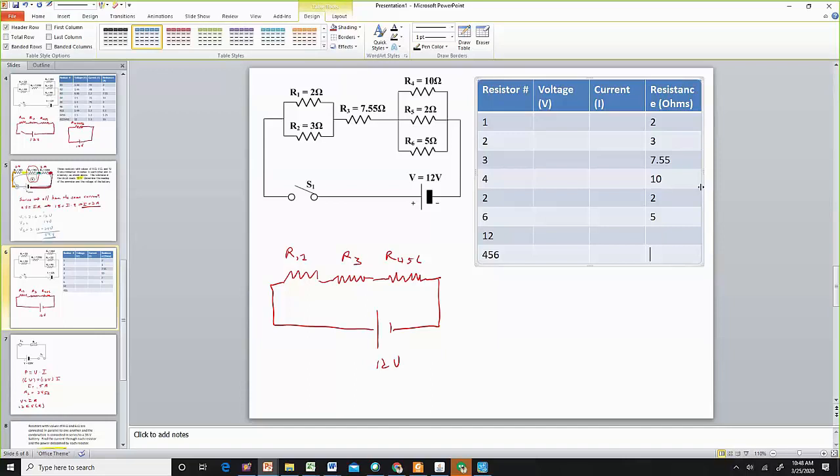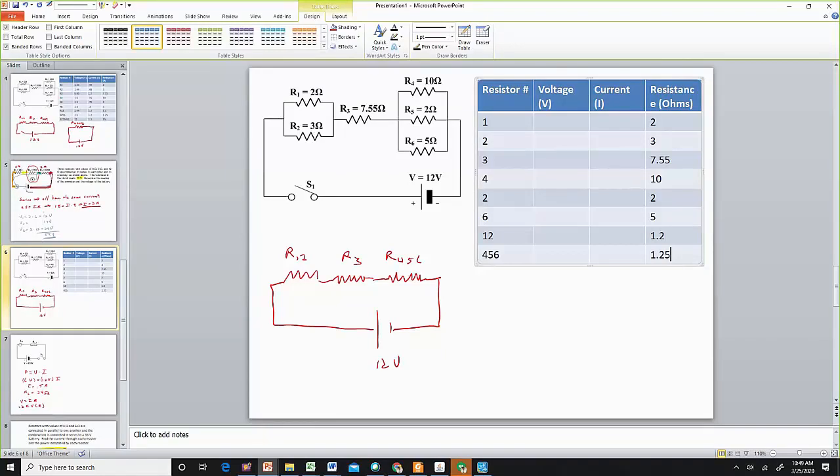1.2, sorry. 1/2 plus 1/3 is 5/6. Flip it, it becomes 6/5, 1.2. Then R4, 5, and 6: 10, 2, 5. Add that, flip it. The R456 has an equivalent resistance of 1.25 ohms: 1/10 plus 1/2 plus 1/5, and then flip it.